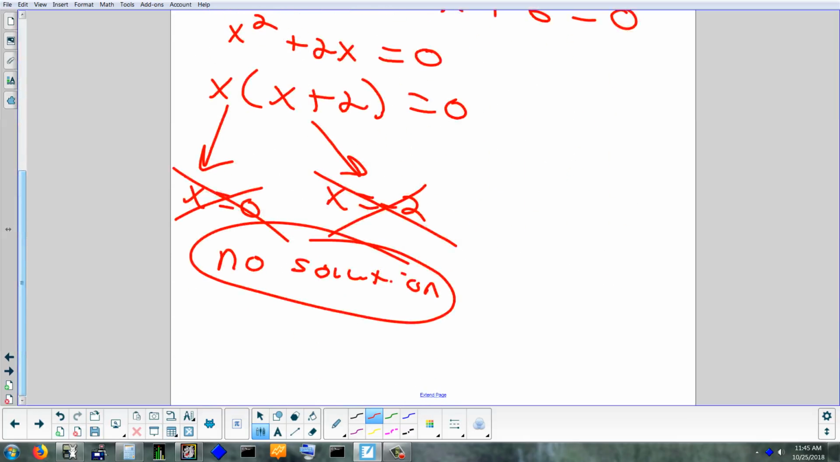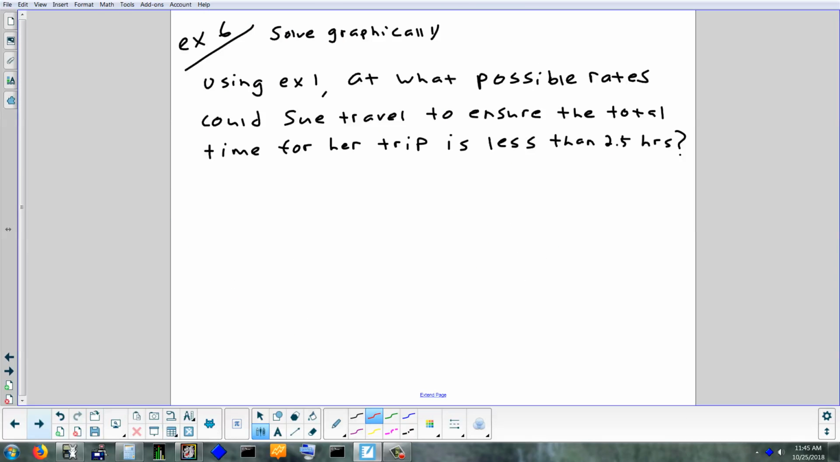Any question on that one? So we looked at one that had no solution. We looked at one where one answer worked and one answer didn't. We didn't look at a case where they both work, but it's the same thing. So it says using example 1, so that was the train problem. What possible rates could Sue travel to make sure she completes the trip in less than 2.5 hours?